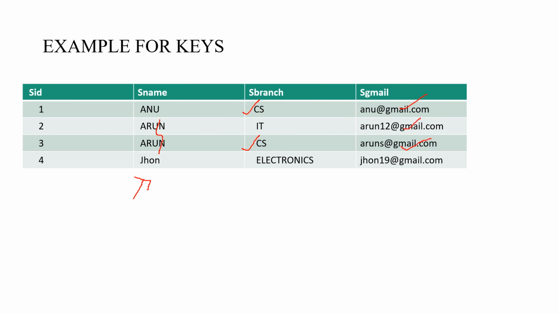Each person has a different Gmail ID, and SID is also a unique value. Each person has a unique SID. So a key means it has a unique property that is used to identify a particular record in a relation. Here student's ID is a primary key, or key in a relation, and Gmail is another key to find a particular record.